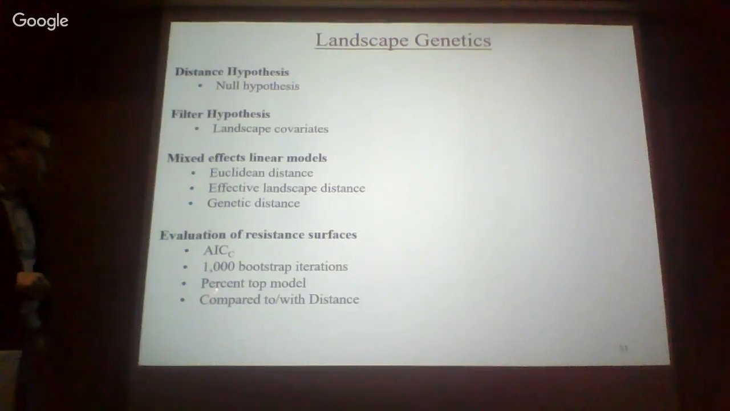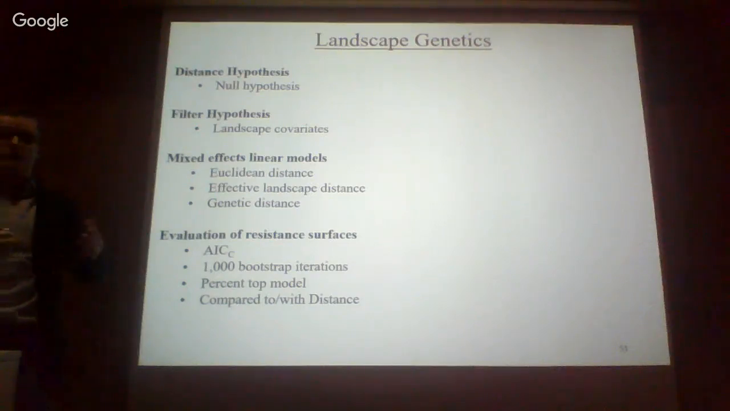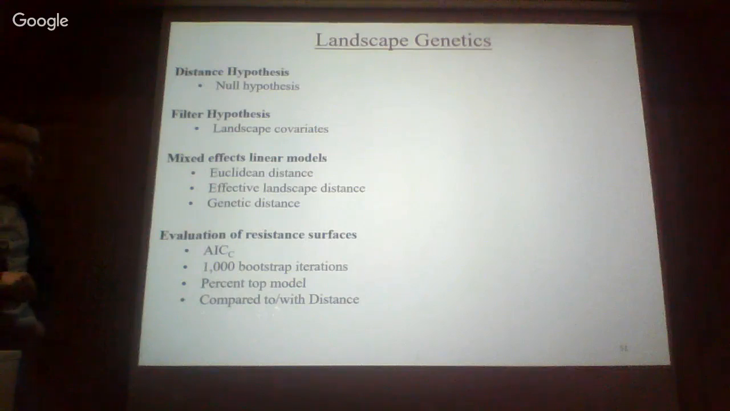And then once we figure out what model gains the highest percentage of those iterations, I then decided to look at how this resistance surface actually compares to just a geographic distance model. So I compared it to a model that included just distance, as well as one that included both distance and landscape distance.